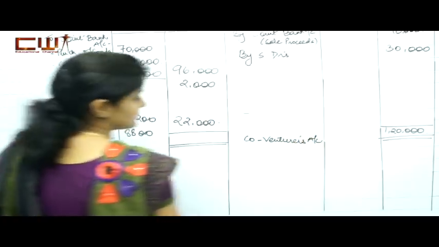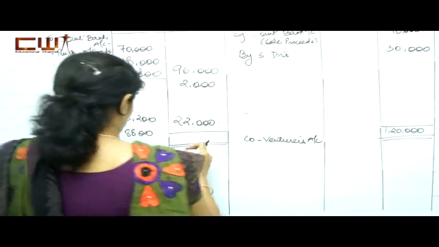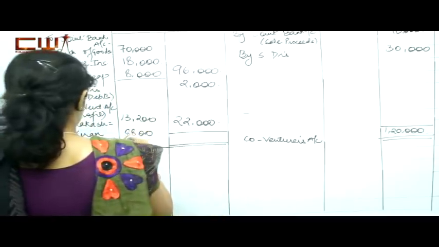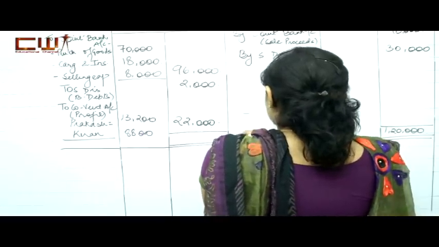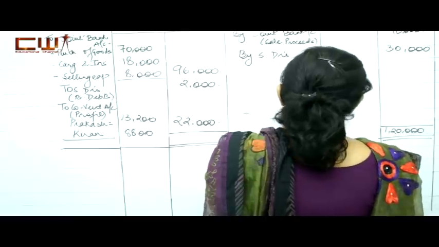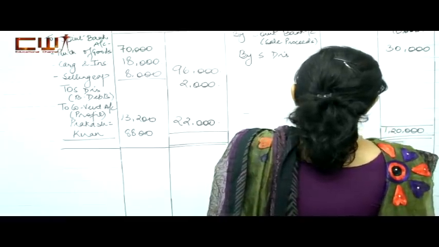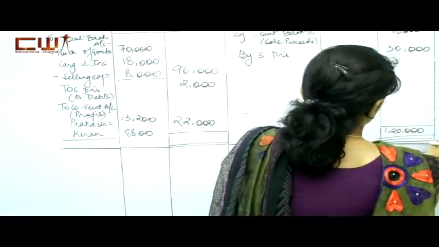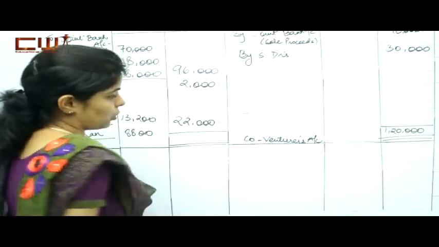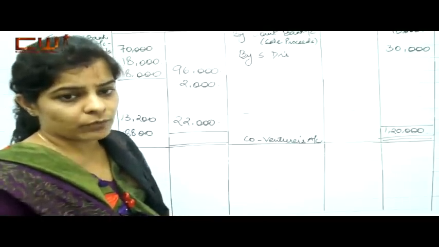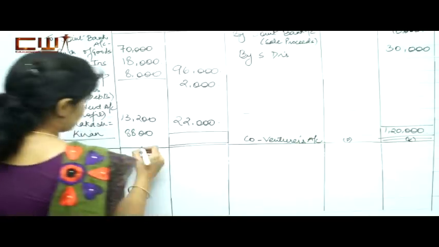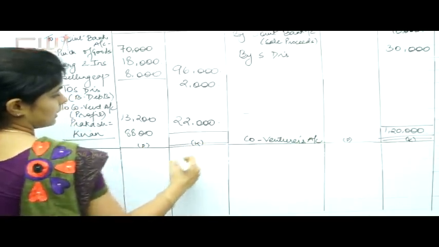Co-venturers account. The format is same, right? The format is all more the same. You will just have to have certain additions and deletions, nothing more. Co-venturers account, you will mention all what they have brought in the business, anything they are getting from the business, anything they are giving to the business. So all that will be mentioned in the co-venturers account. Who are the two co-venturers? Prakash and Kiran. So this is Prakash's account, this is Kiran's account.